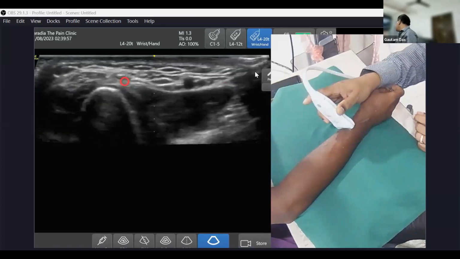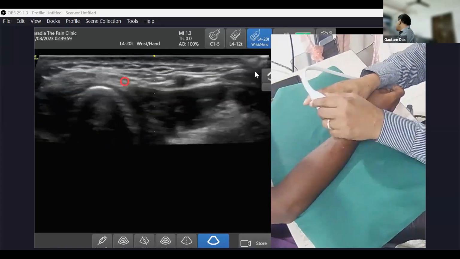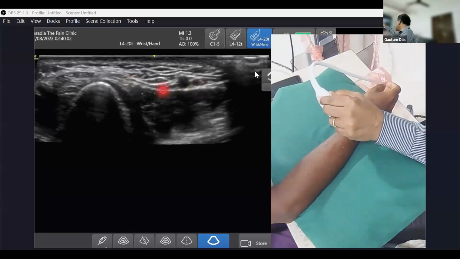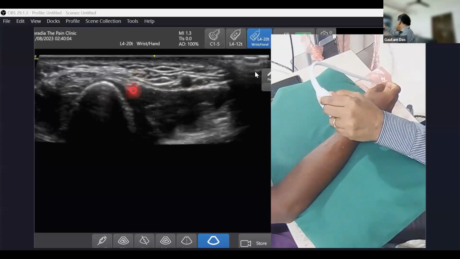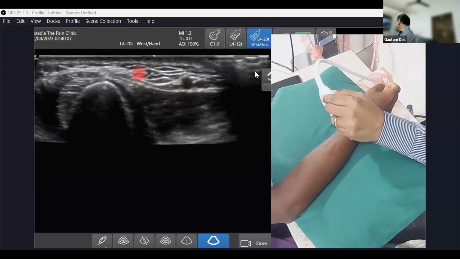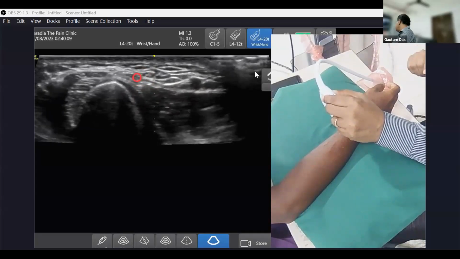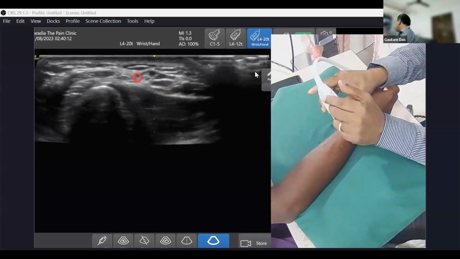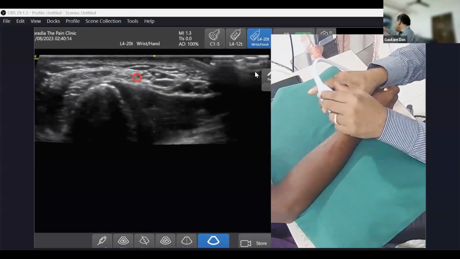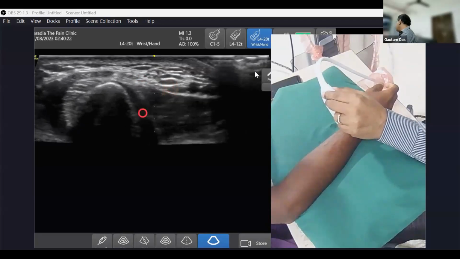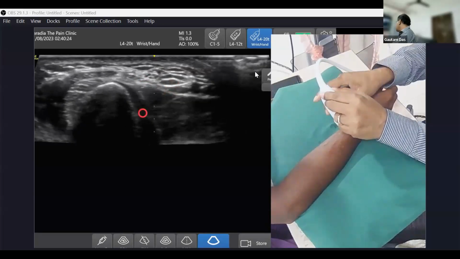So you can see the radial artery, and this was your radial artery, this was your radius, and this is your superficial branch of the radial nerve. You can see this nerve has a honeycomb-like appearance. This is your superficial branch of the radial nerve. If you are tracing that nerve, that is your nerve, with a honeycomb-like appearance, very nicely seen between the radius and the radial artery. This is your nerve, and you follow the nerve just below the white arrow.